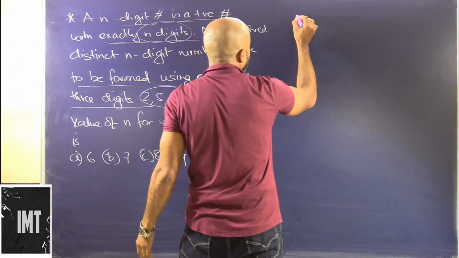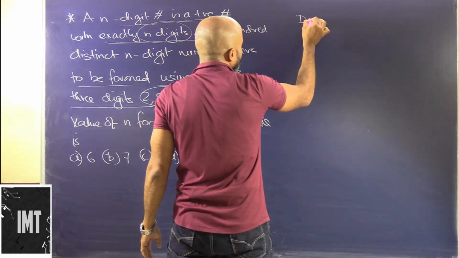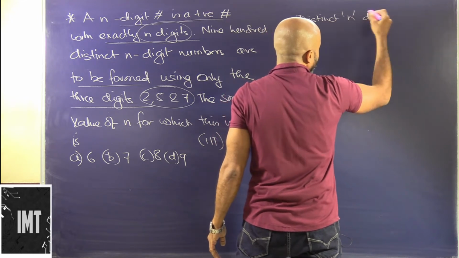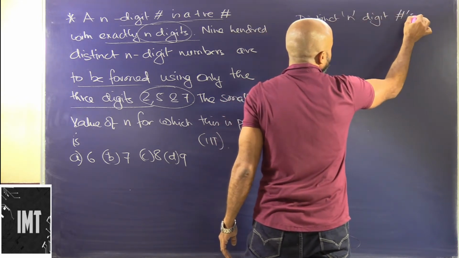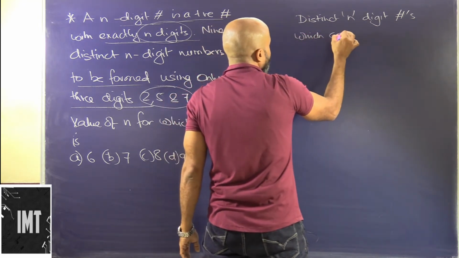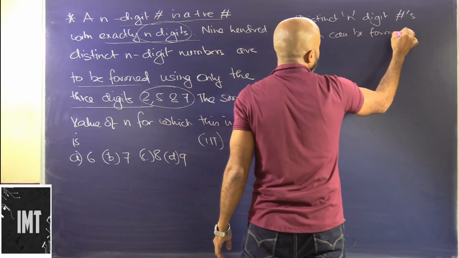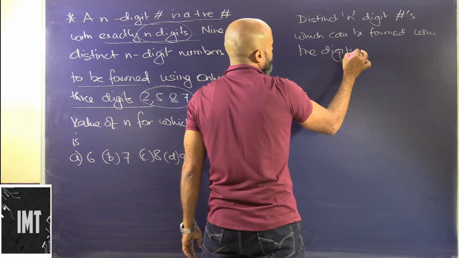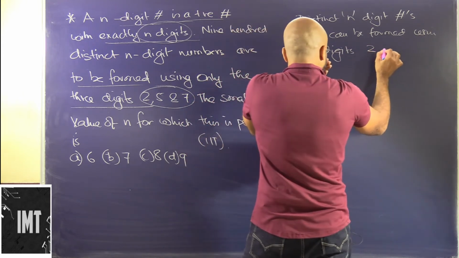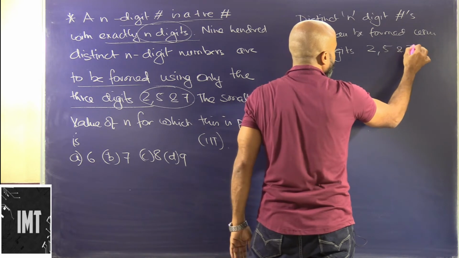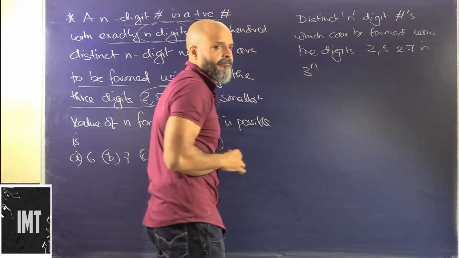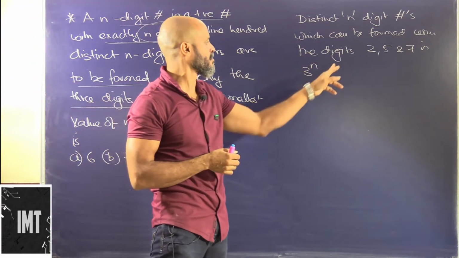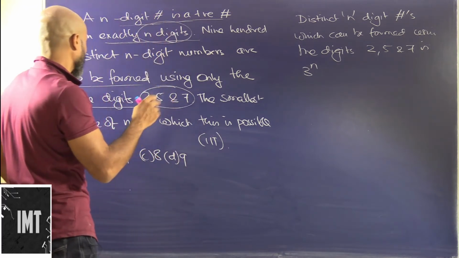Okay, so what we'll do is, distinct n digit numbers, which means different n digit numbers which can be formed using the digits 2, 5 and 7, is obviously how much? 3^n. 3 numbers are there and n digits, so this will be 3^n.